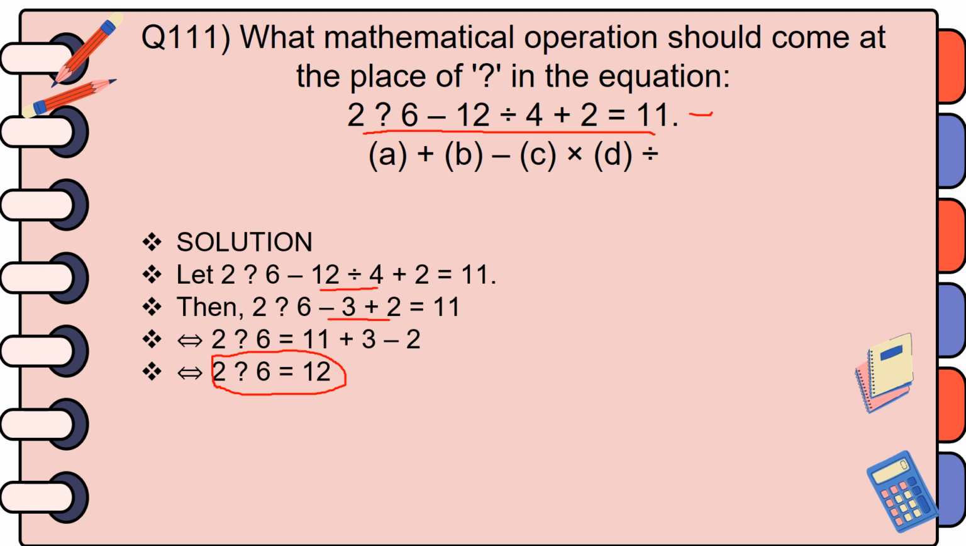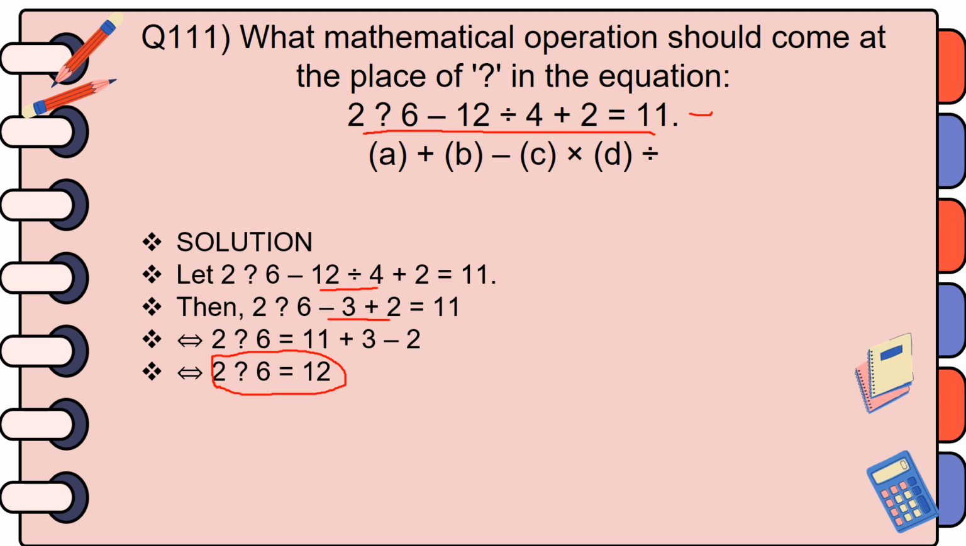So try it by addition first. When you replace the question mark by addition, that means 2 plus 6, it is 8, and 8 is not equal to 12, and addition is not the operation in the equation. Again, continue with that of subtraction. 2 minus 6 is equal to minus 4, and minus 4 is not equal to 12, and subtraction is not the operation in this equation.